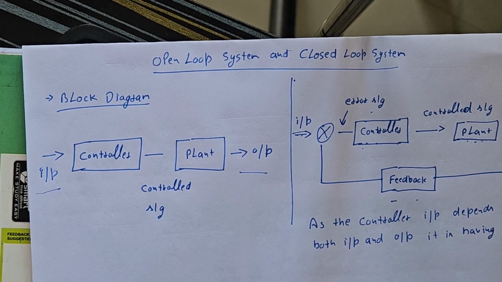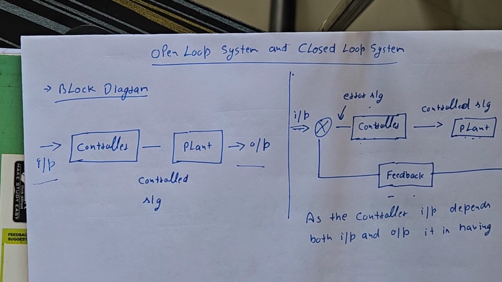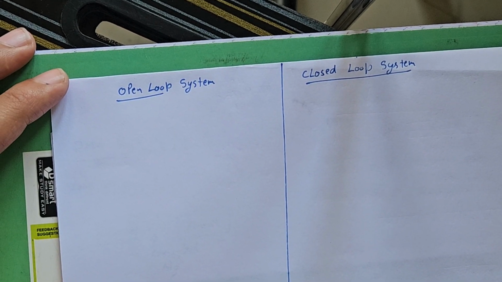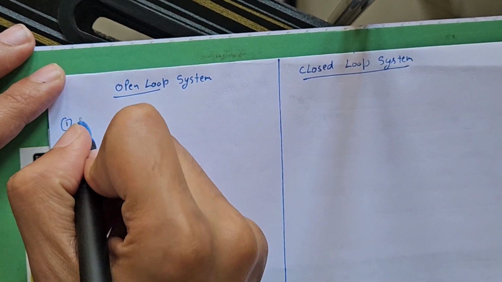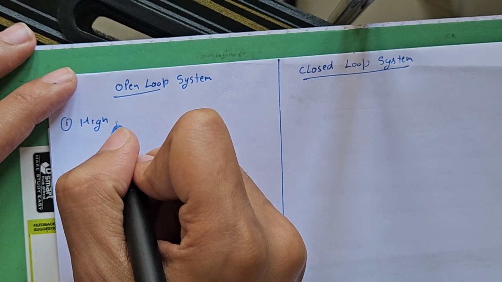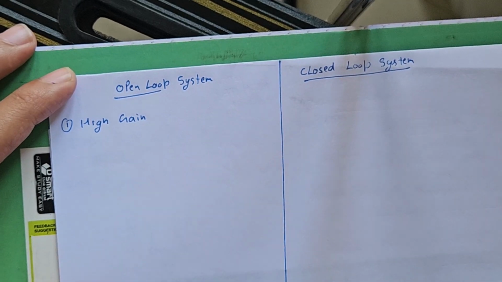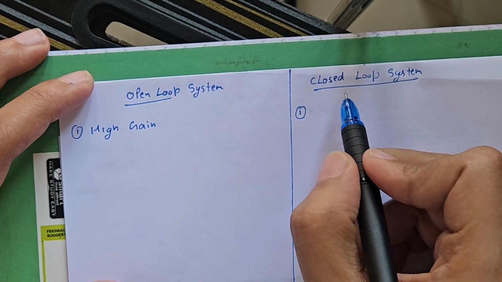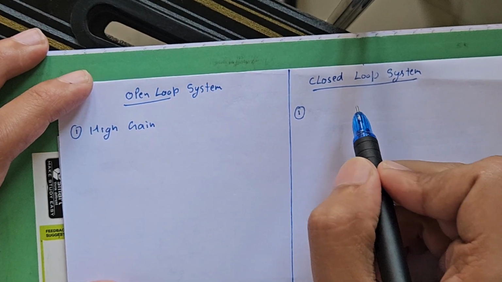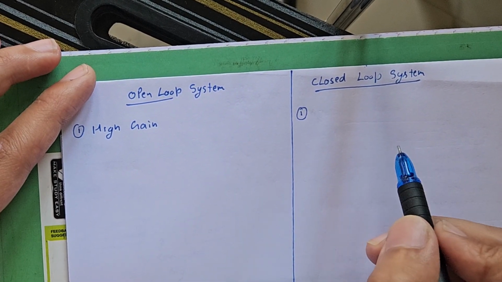So now we compare open loop system and closed loop system for different parameters. First is gain. Open loop system has high gain as compared to closed loop system, and the reason behind the low gain in closed loop system is feedback, because due to feedback the overall gain of the system decreases.